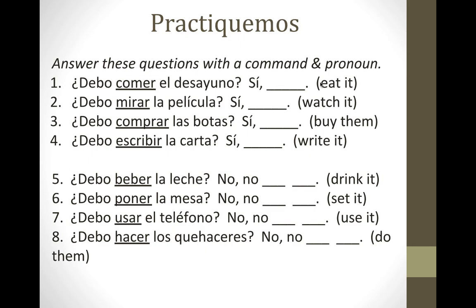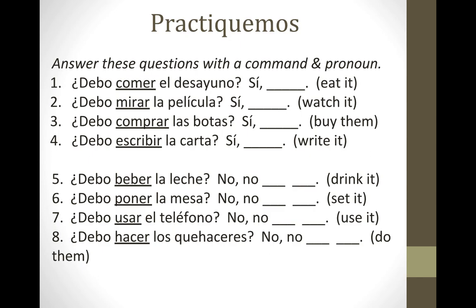Okay, so the command of comer would be come. And then to say it, you're taking el desayuno and replacing it with the object pronoun lo. So you get cómelo. Where should your accent go on cómelo? If you counted third vowel from the end, you should have put it on the O.